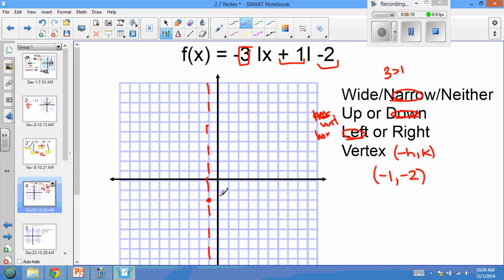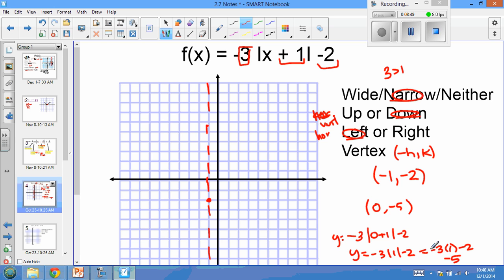So I'm still picking a number close to my AOS. So I'm going to pick 0. So wherever I have X, I'm going to plug in 0. So I have negative 3, my absolute value of 0 plus 1 minus 2. So I need to take care of my absolute value first. So 0 plus 1, which is 1. So I have my negative 3 times the absolute value of 1 minus 2. So this is the absolute value of 1, 1. So I have negative 3 times 1 minus 2, which is negative 5. So I plugged in 0 and I got negative 5.